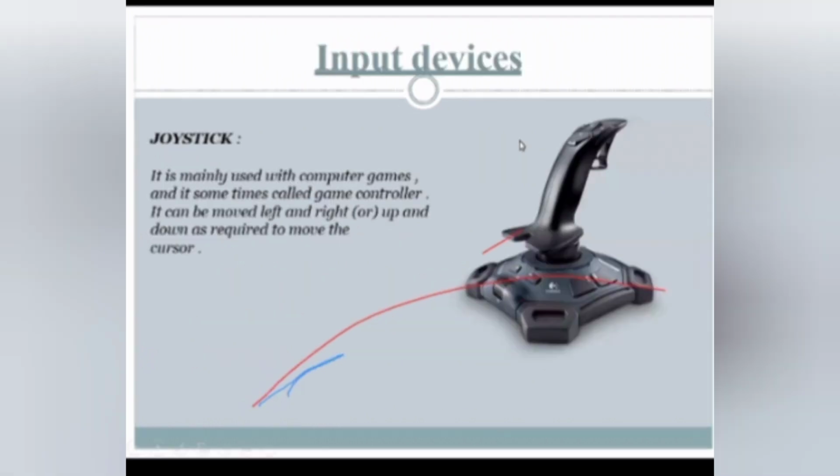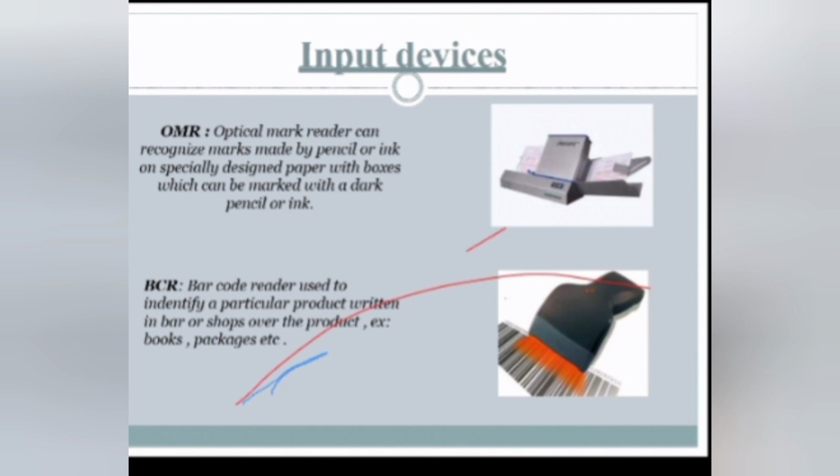Next we'll go to the input devices finally, and firstly we'll go with joysticks, which are mainly used with computer gaming. Usually you'll be seeing video games and all. That is an example of an input device, that is the joystick. So this is all about the joystick, and the next is OMR.